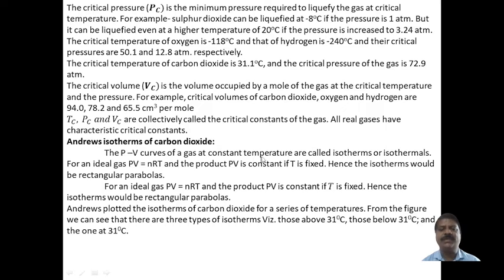When the temperature is fixed at 25 degrees Celsius or 35 degrees Celsius, it will be converted into Kelvin and fixed, and therefore PV remains constant. Hence the isotherms would be rectangular parabolas. The curves obtained are rectangular parabolas. For an ideal gas, PV = nRT and the product is constant if T is fixed.